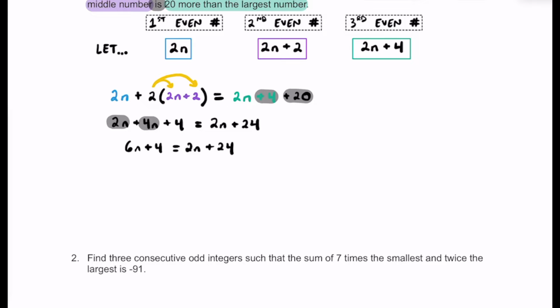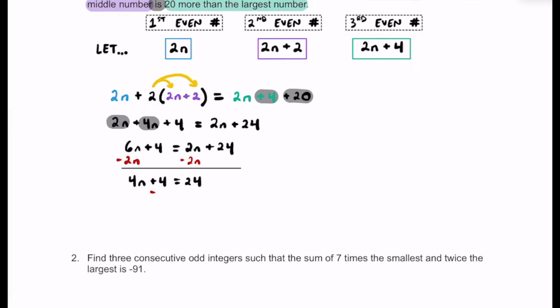Alrighty, so now we're going to go ahead and move some things left and right here. So on the next step, we're going to take away 2n and take away 2n. I just want all my n's to be on the same side, on the left side. And from that, we're going to get 4n plus 4 is equal to 24.